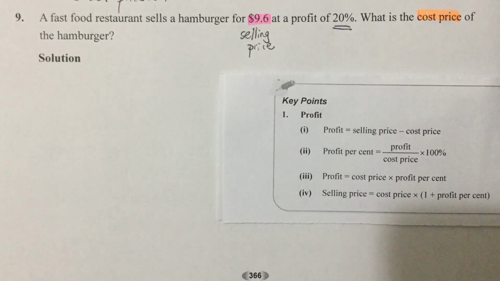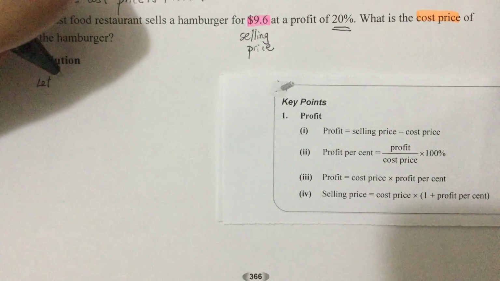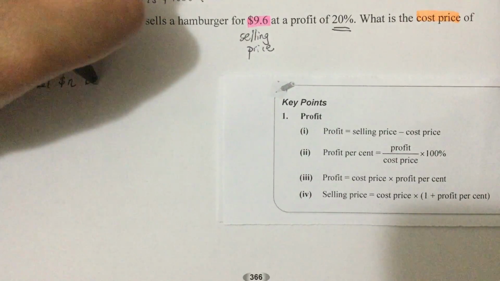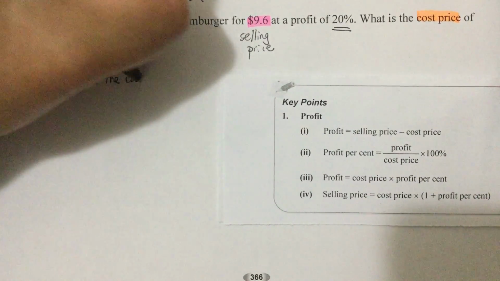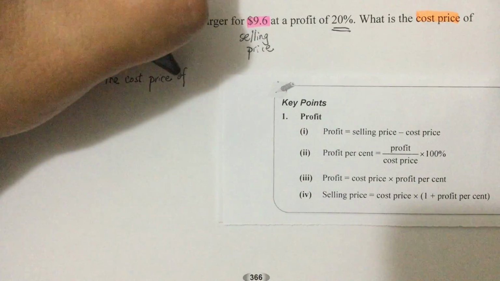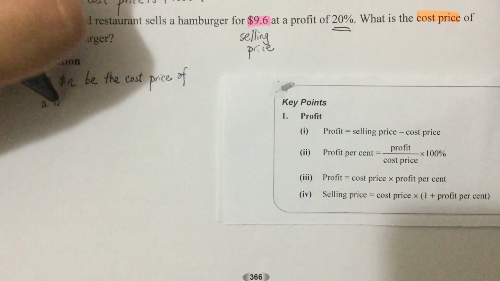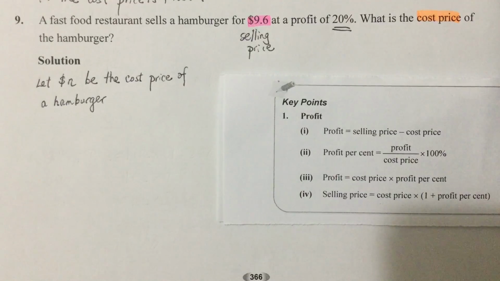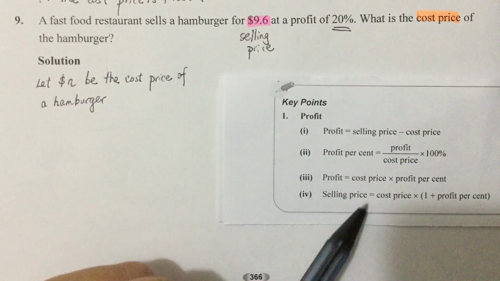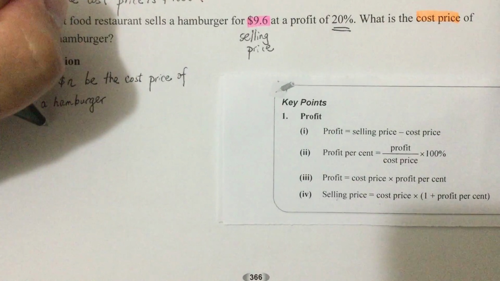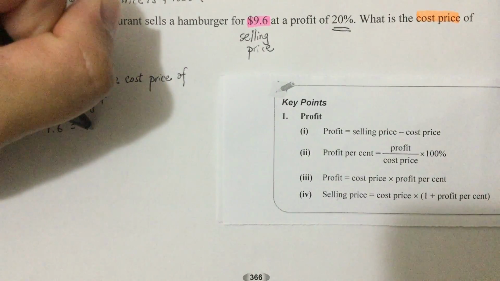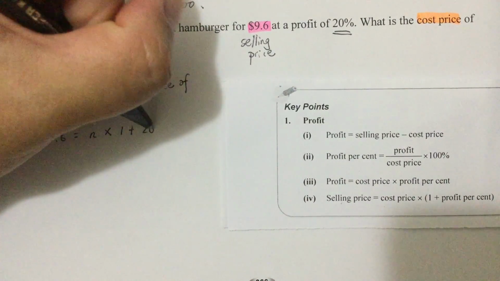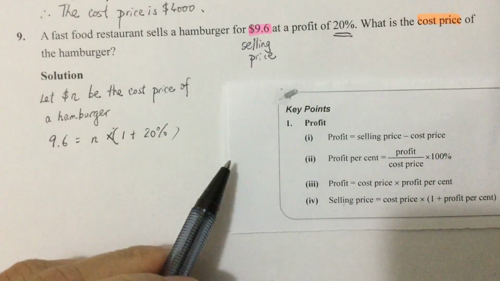So please pay attention. Let N, just like another unknown, be the cost price of a hamburger. Hamburger in Chinese, you know, is called bao. Okay, we're going to calculate something like this. For the selling price, you have 9.6. So you have 9.6 equals N, the cost, times 1 plus 20%. Okay, so we have the formula like this.